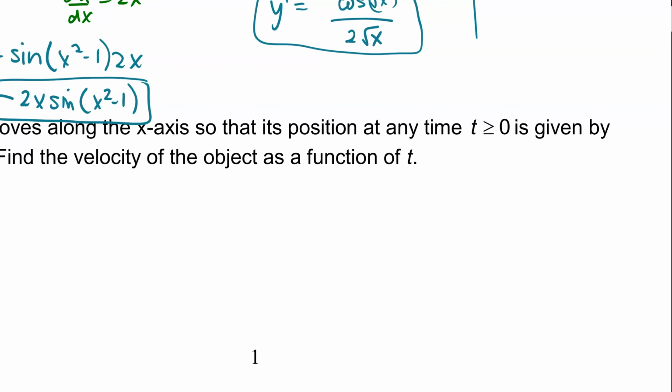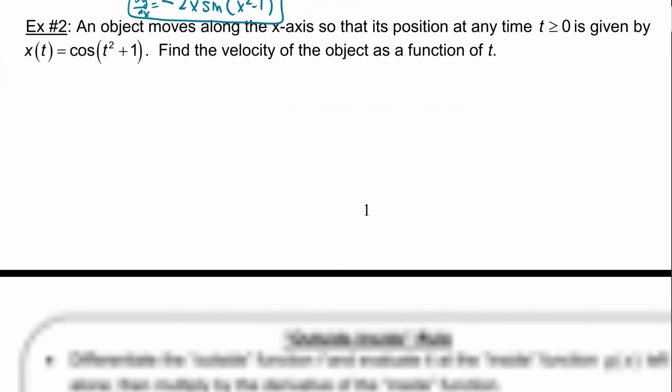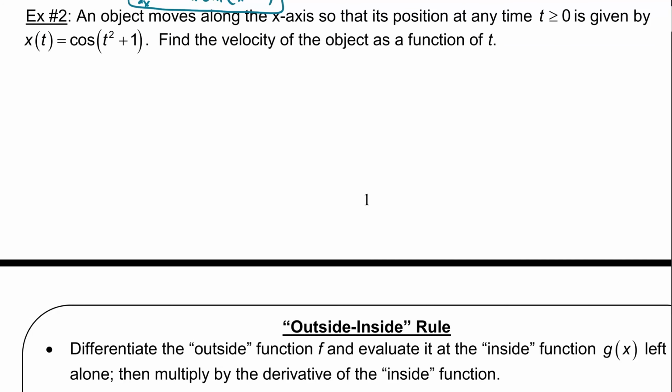So, an object is moving along the x-axis, so its position at any time t greater than 0 is given by x of t equals cosine of t squared plus 1. Composite function. We must use chain rule. Find the velocity of the object as a function of t. So, if I have a position equation, how do I find velocity? Derivative. So take the derivative of this.